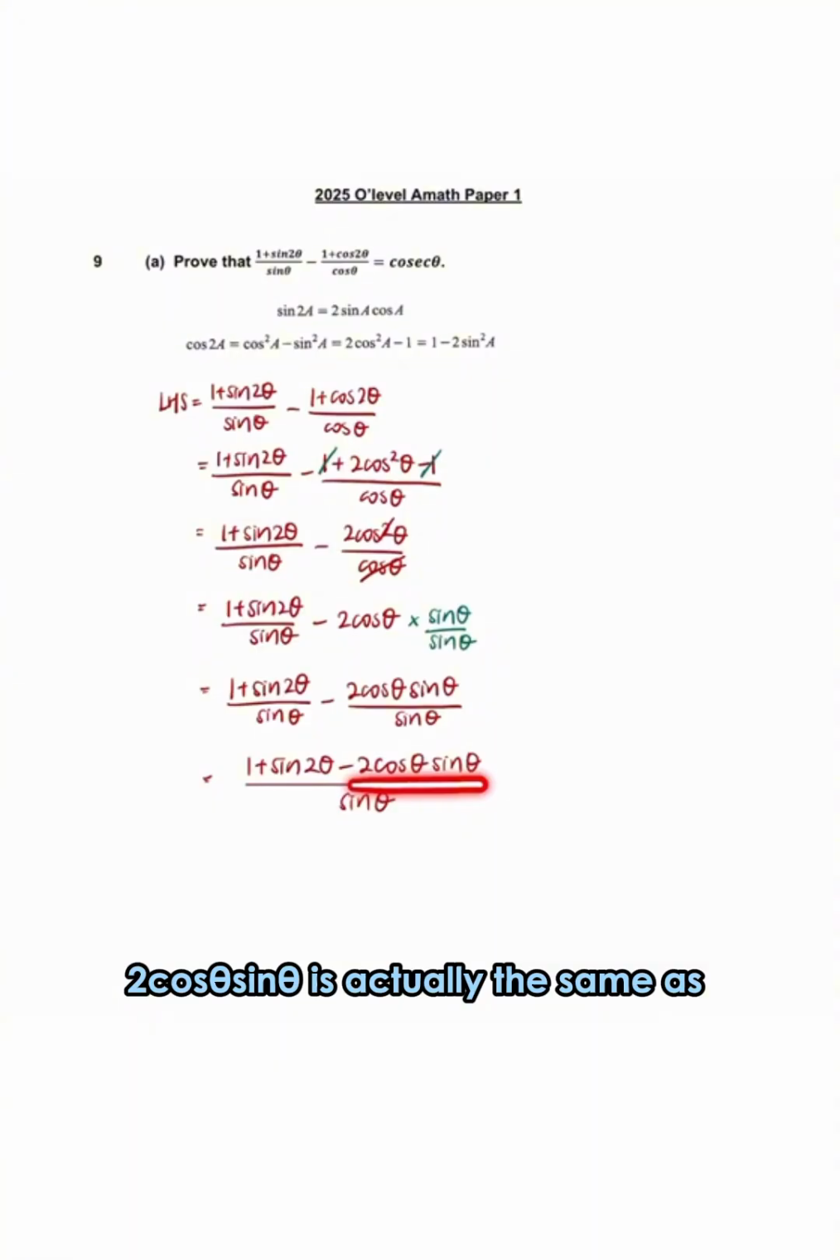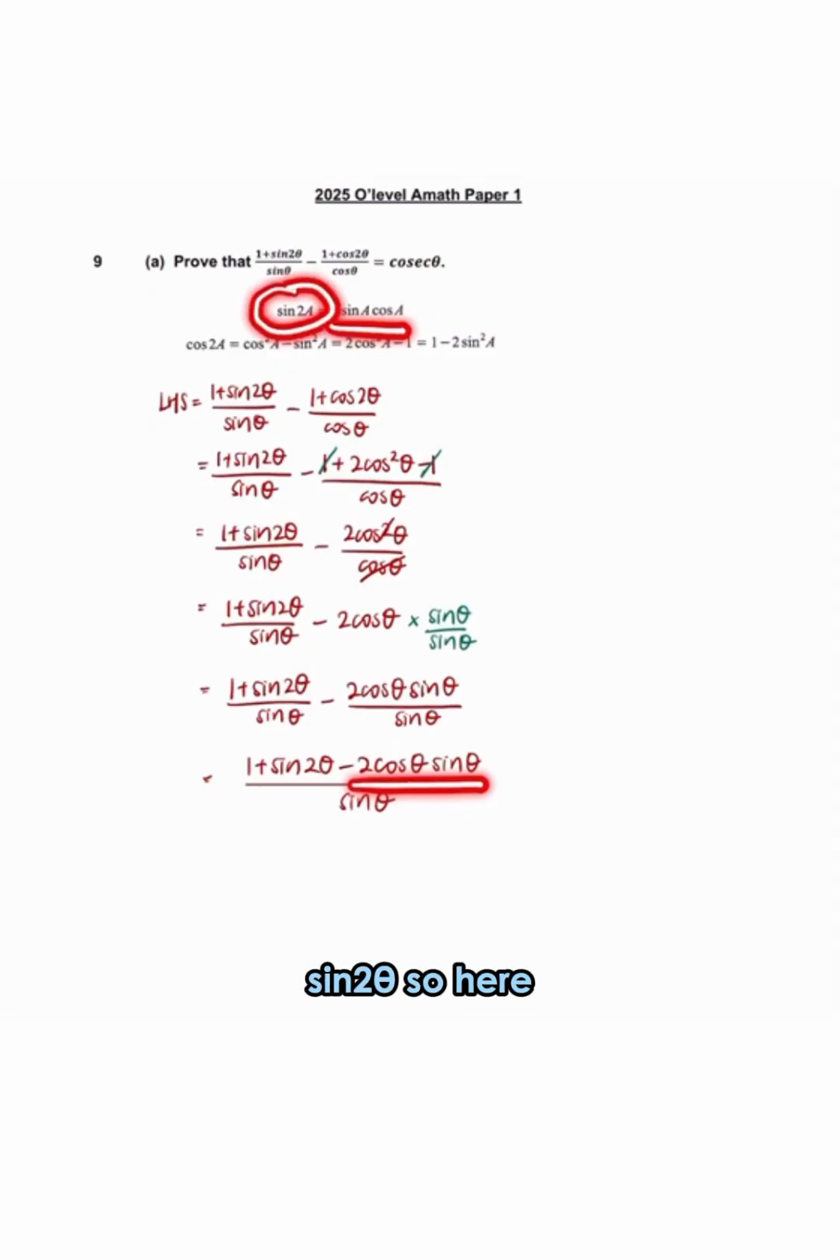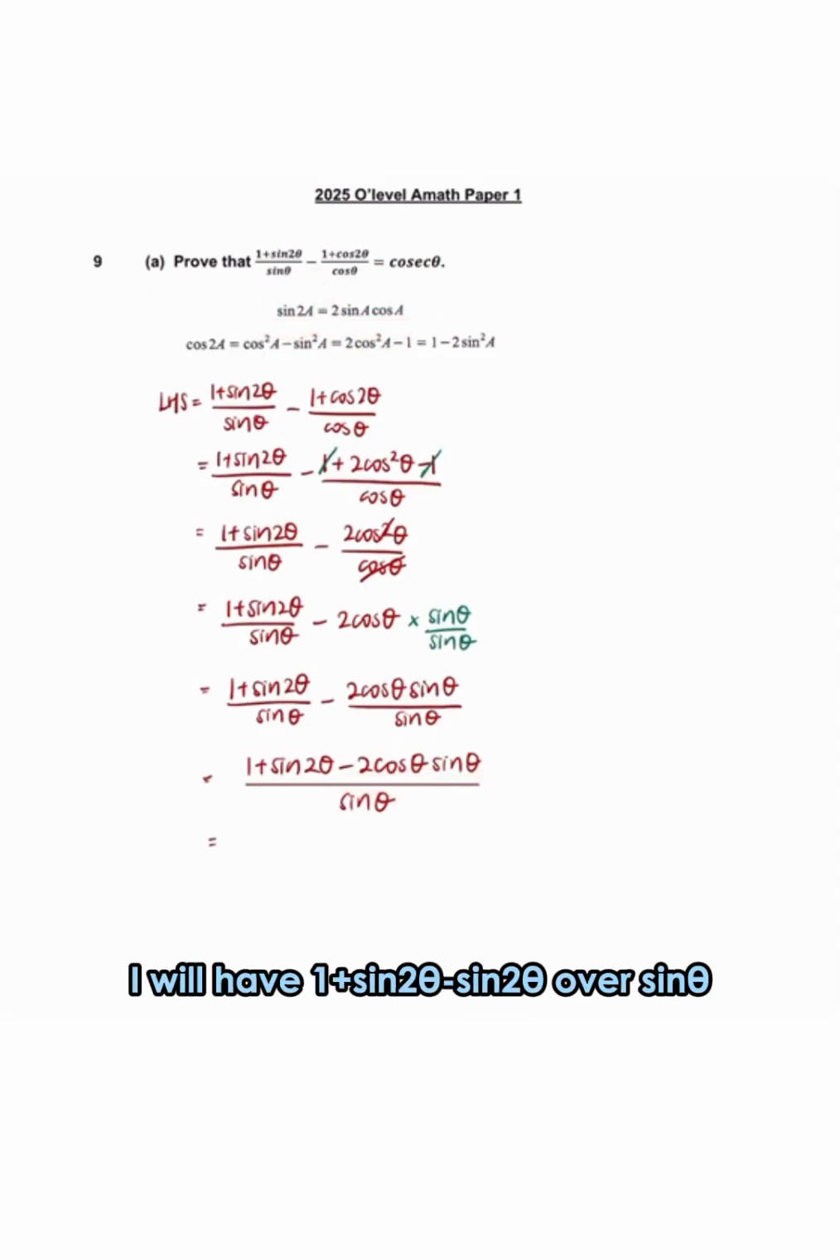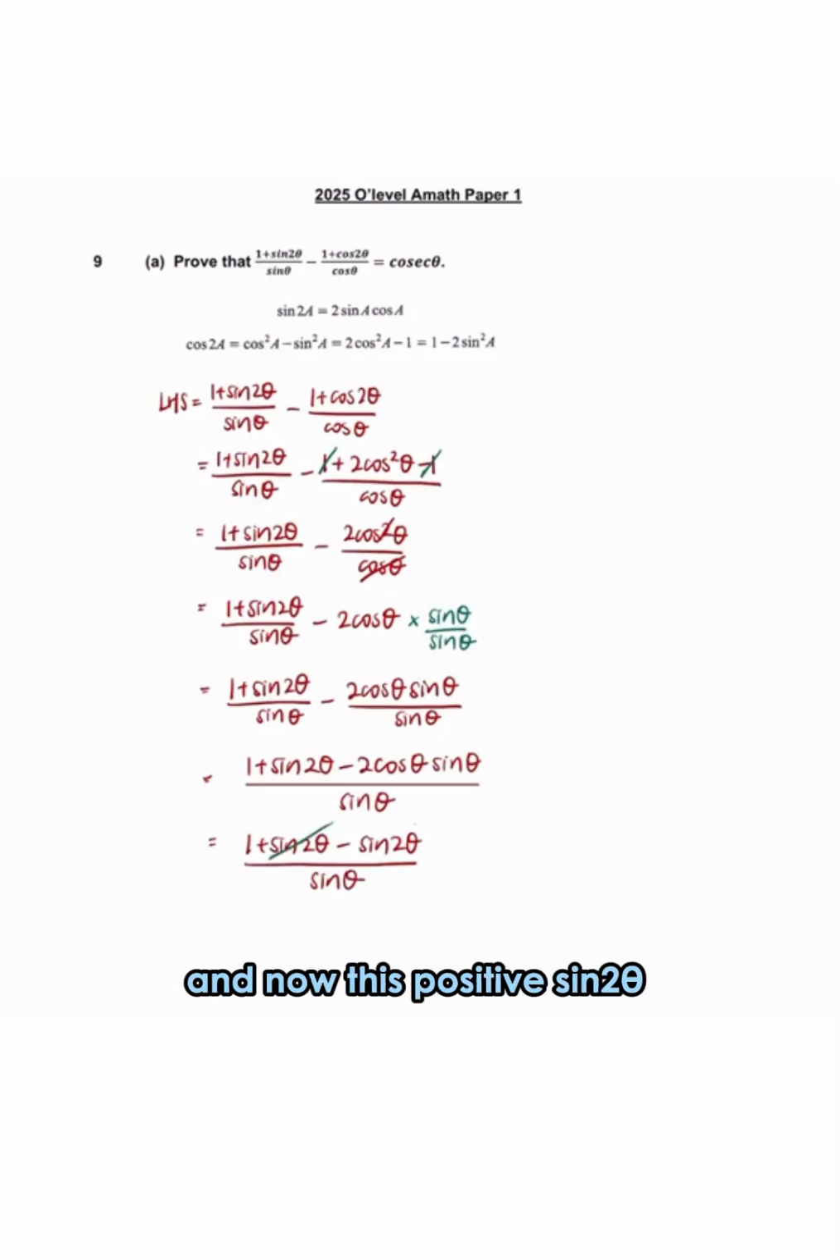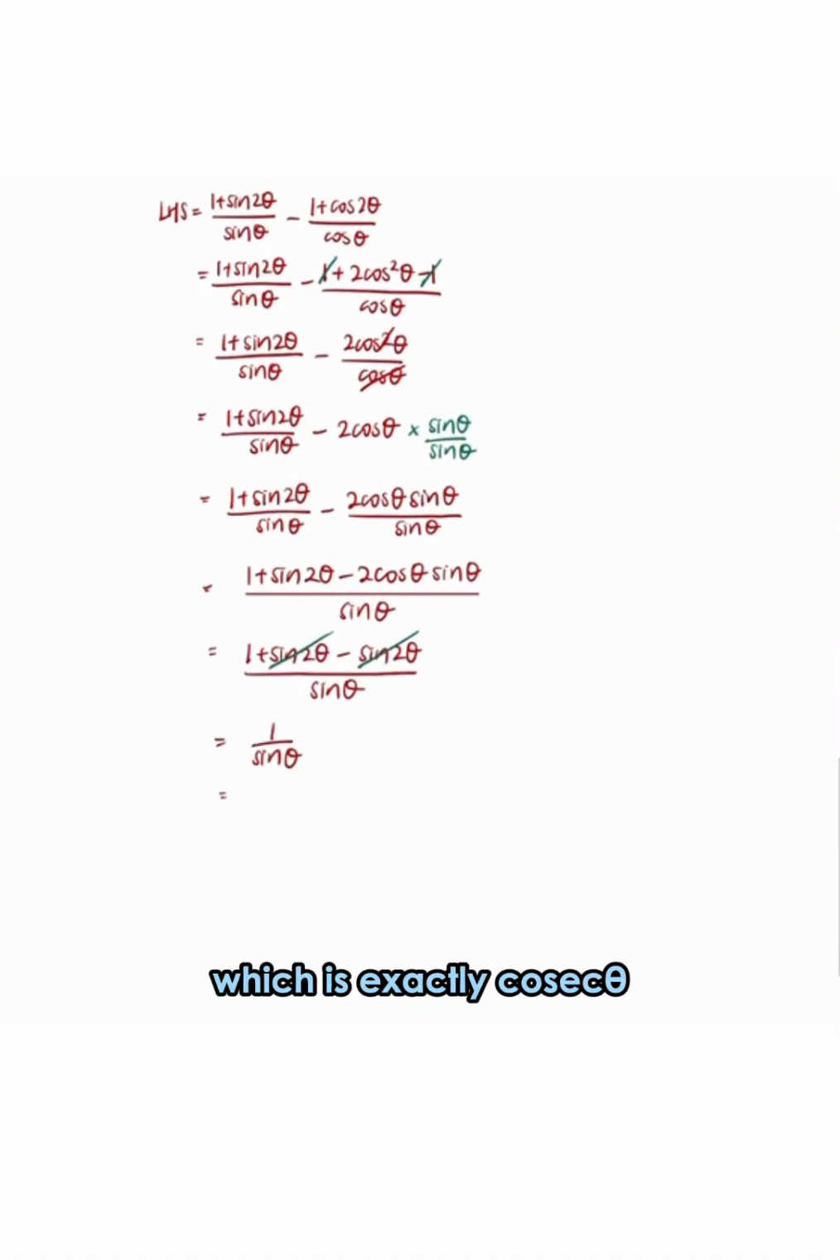2 cosine theta sine theta is actually the same as 2 sine theta cos theta, which we can rewrite as sine 2 theta. So here, I will have (1 plus sine 2 theta minus sine 2 theta) over sine theta. And now this positive sine 2 theta can cancel away with the negative. I am left with 1 over sine theta, okay, which is exactly cosecant theta, which is what we have on the right hand side. Okay, and we have proven question 9a.